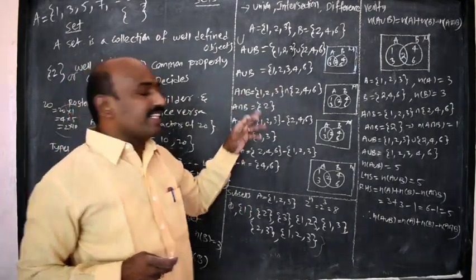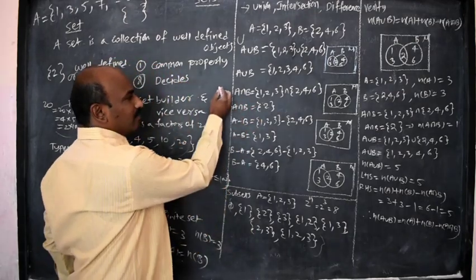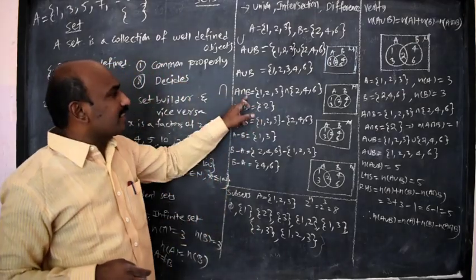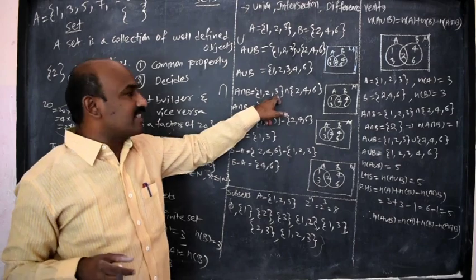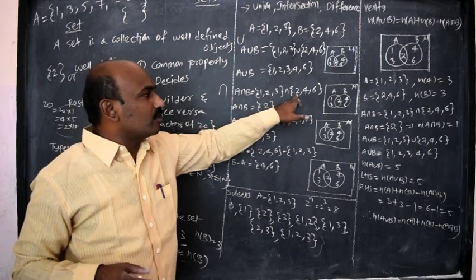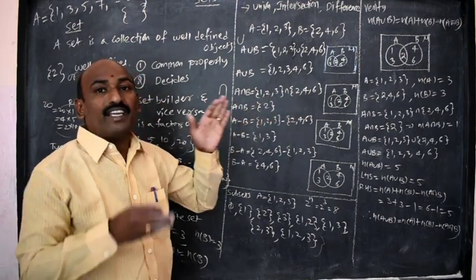If you take intersection, A intersection B, the intersection symbol is ∩. A intersection B means we need to check whether there are any common elements. Here 2 and 2 are there, so we take only the common elements.